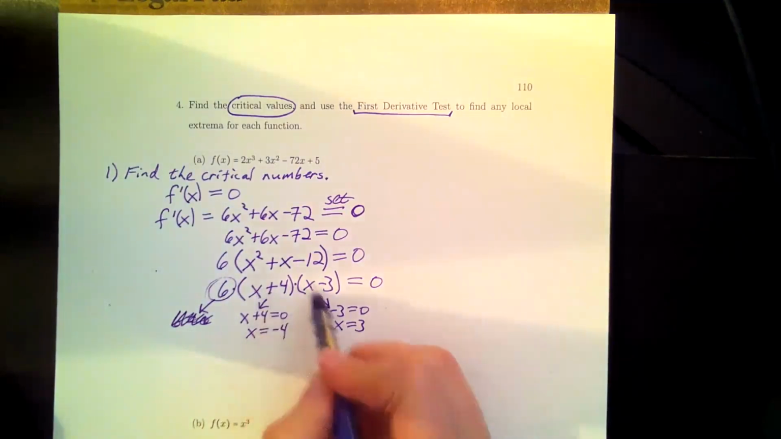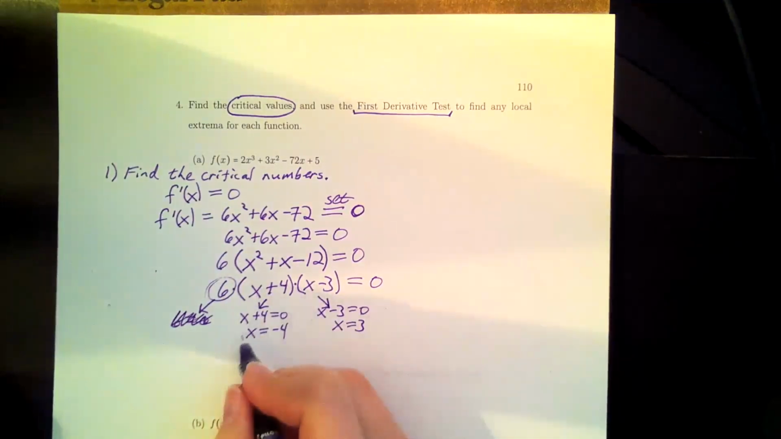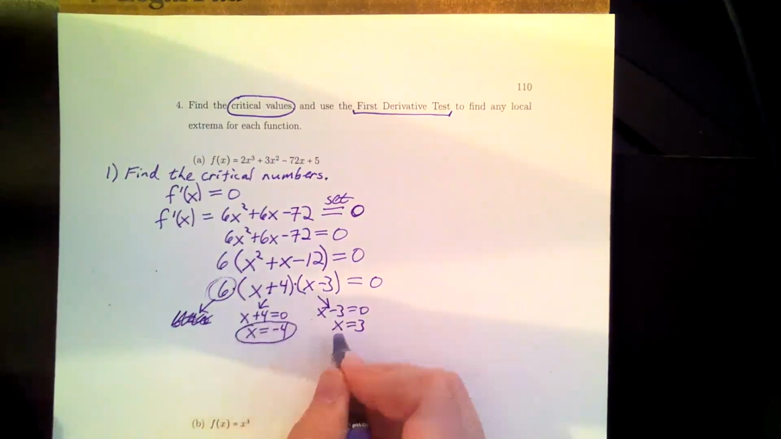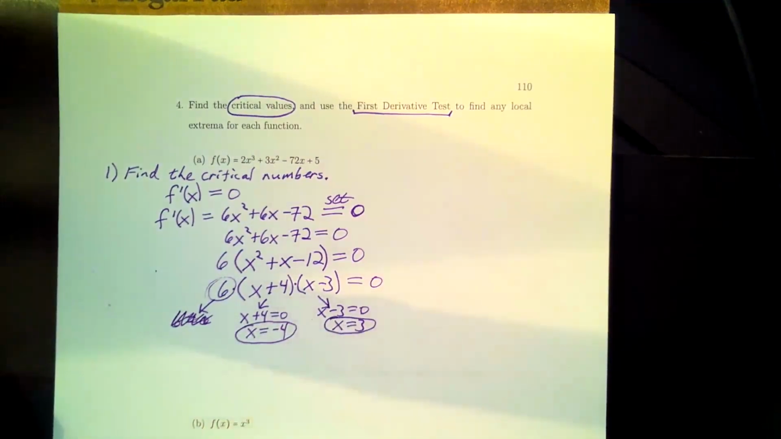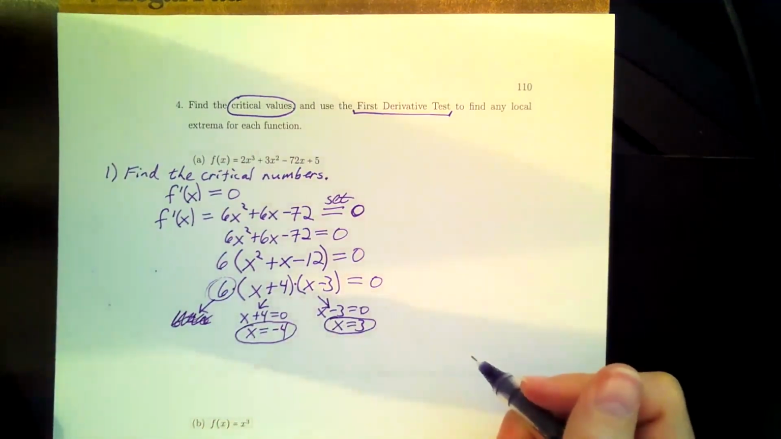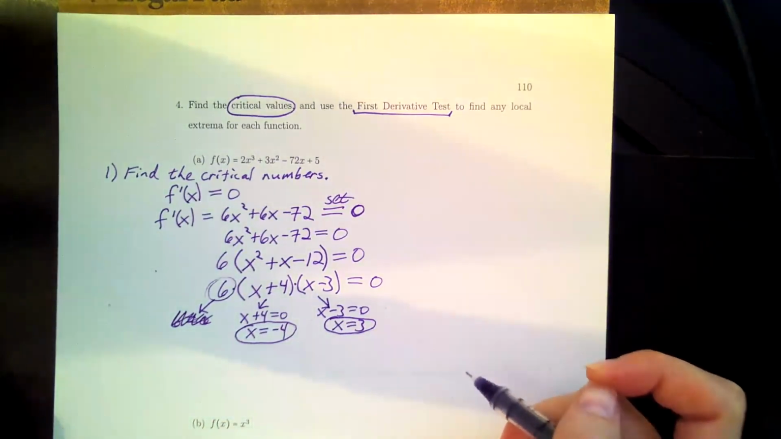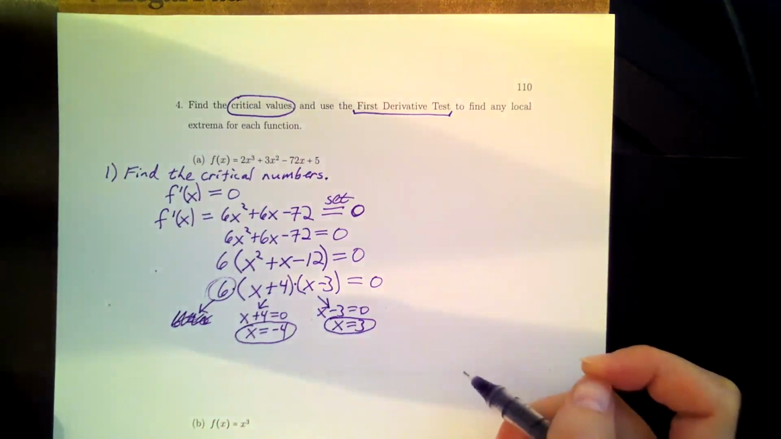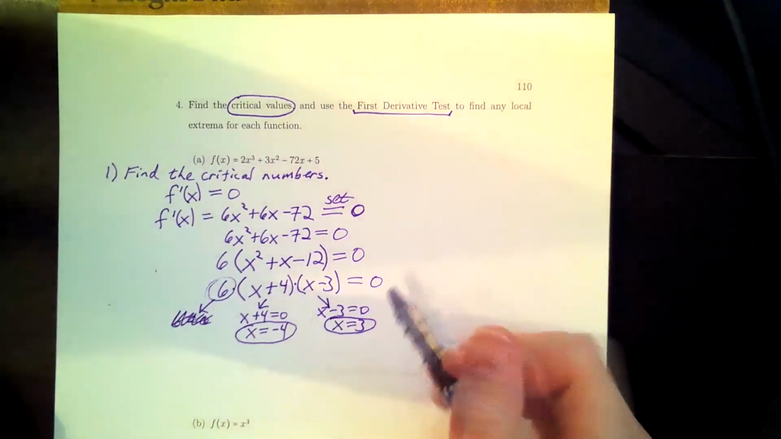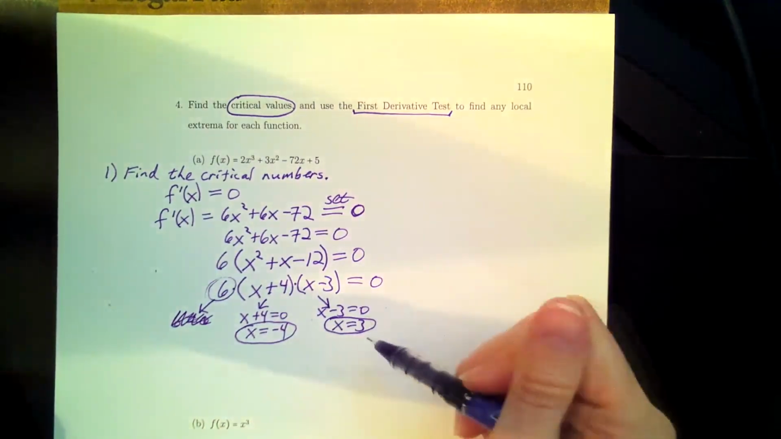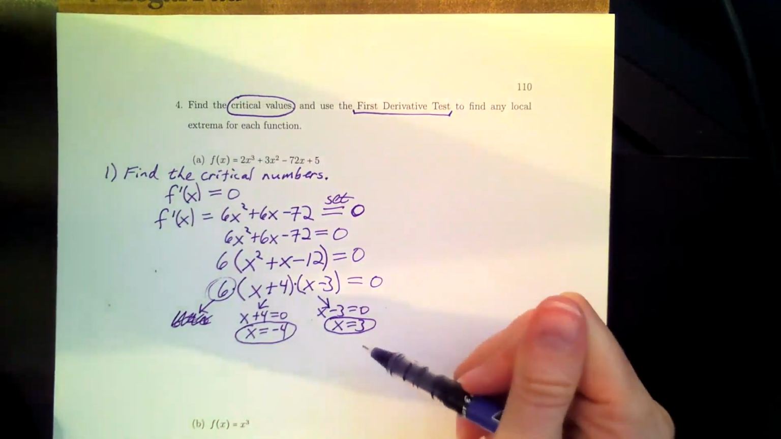I can set these two equal to 0, though, and solve. So I have two critical numbers. These are my local max and min candidates. We don't know if they are one yet. Might not be either one, but we can test them. Do I have any other critical numbers? Now that comes to the second instance.